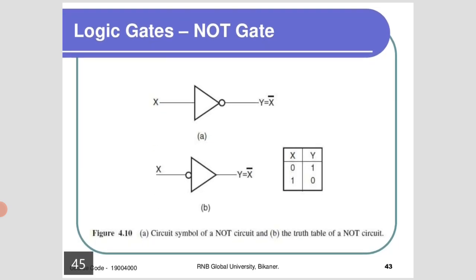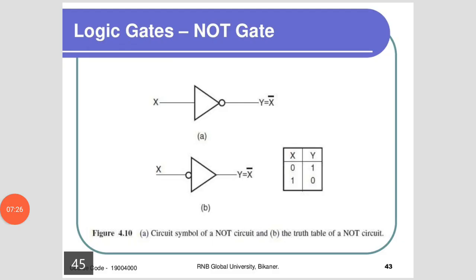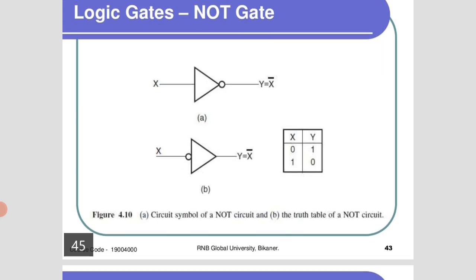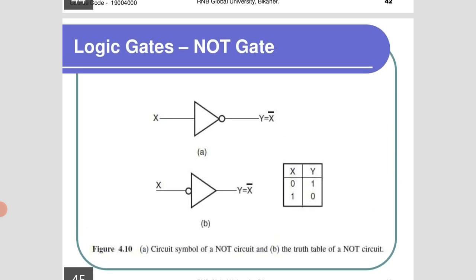Logic gates, NOT gate, as shown in figure. This is the symbol of the NOT gate, having one input X, output is X bar, Y is equal to X bar. X is the input, Y is the output. When input is 0, output is 1. When input is 1, output is 0. This is the logic gate, NOT gate.